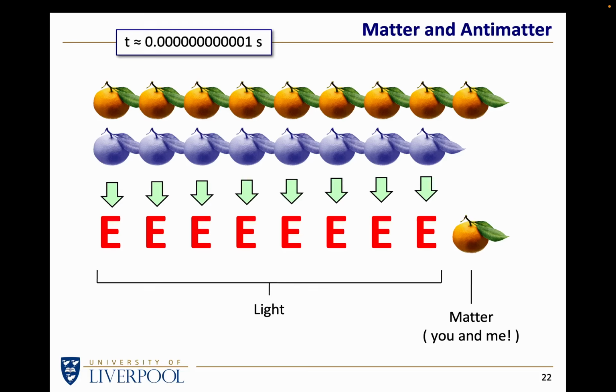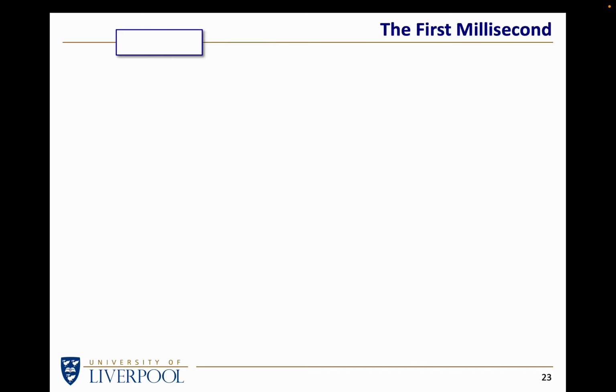And that, of course, includes the solar system and the Earth and us. So we're very grateful for the fact that there was an imbalance. If there wasn't, the universe would be full of light and nothing else. So it's just as well that imbalance did actually crop up.